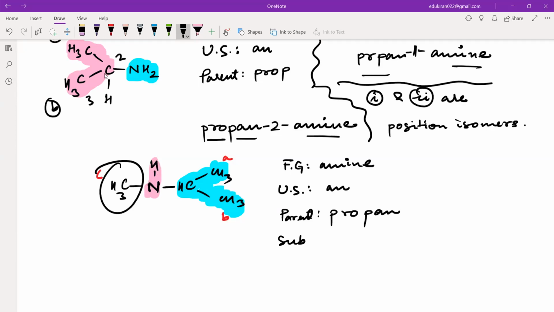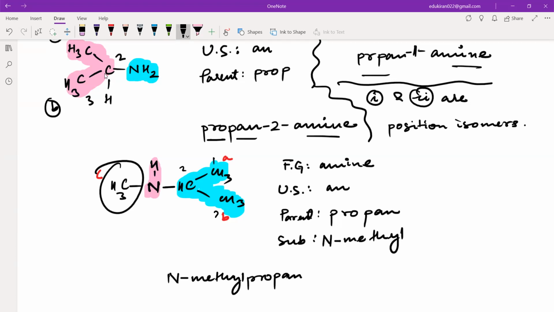Now we have one thing remaining to be included in the IUPAC nomenclature, and that will be the substituent. So what is the substituent? Methyl. Now, it's very important to number the methyl. How should we represent this methyl, and how should we tell that it is attached to nitrogen? Simply, we add here N. So this is how we number the methyl. Methyl is attached to nitrogen, so this is how we show it. So you will have N-methyl propane.